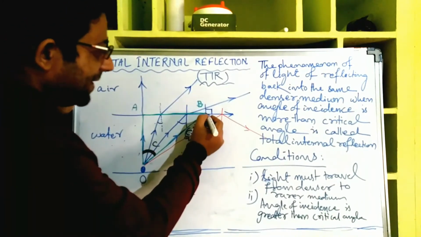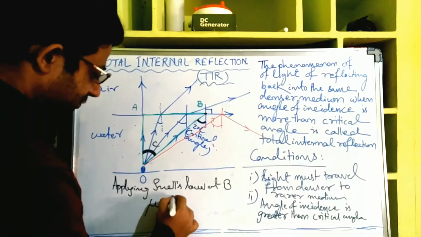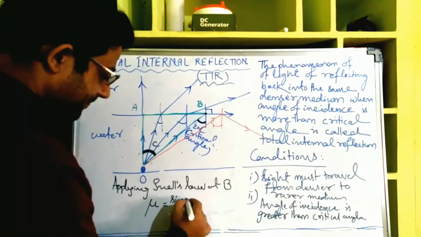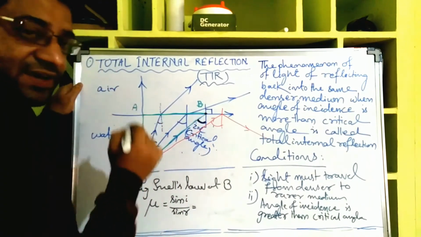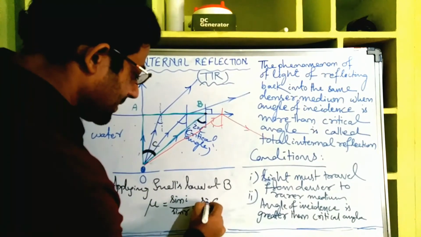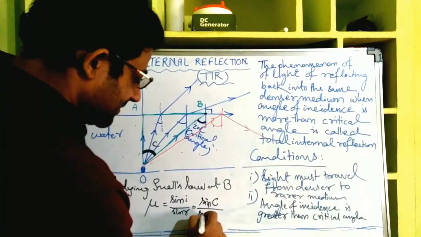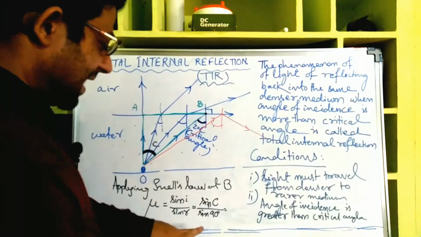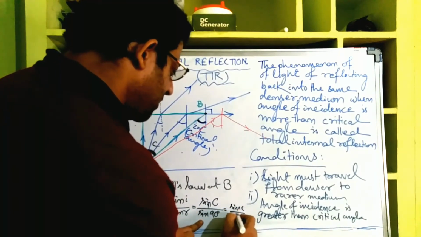Now apply Snell's law at point B. Mu is equal to sine i upon sine r. Now i is the critical angle here, so sine C upon sine r, and r is 90 degrees here. Sine 90 degrees, yes or no? Now sine 90 degrees is equal to 1. So sine C upon 1.